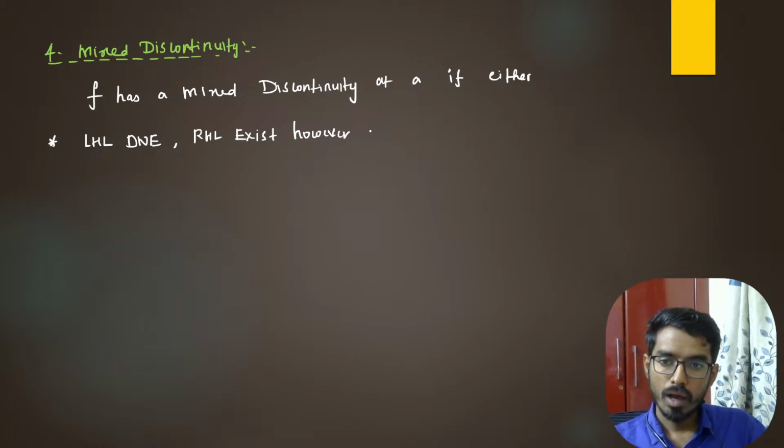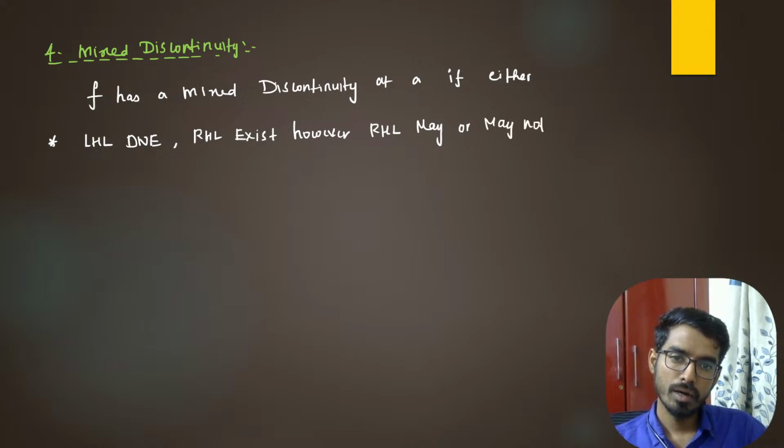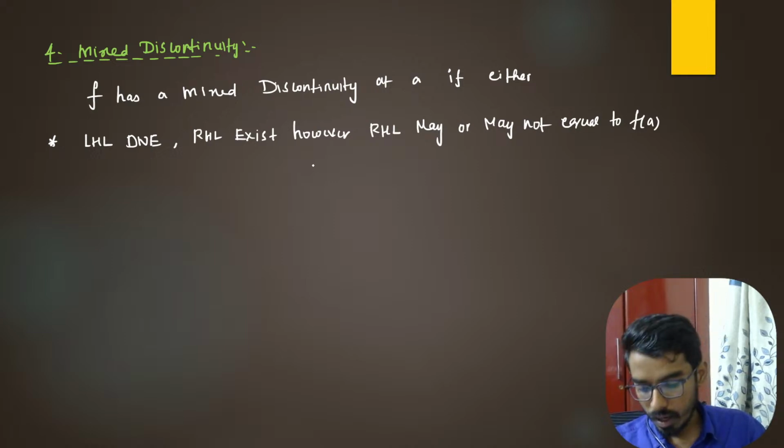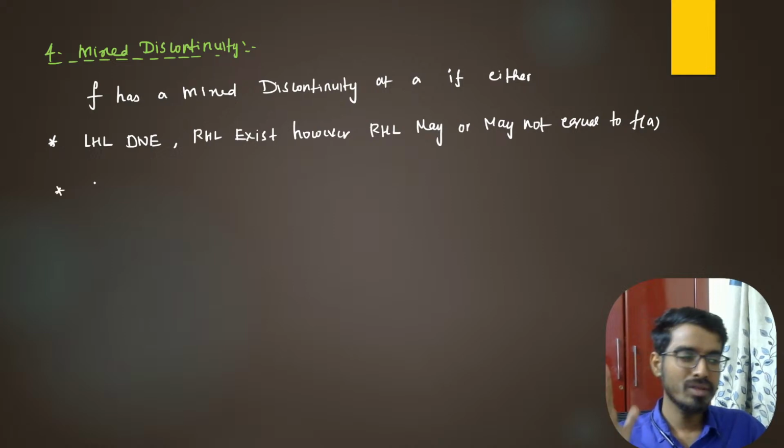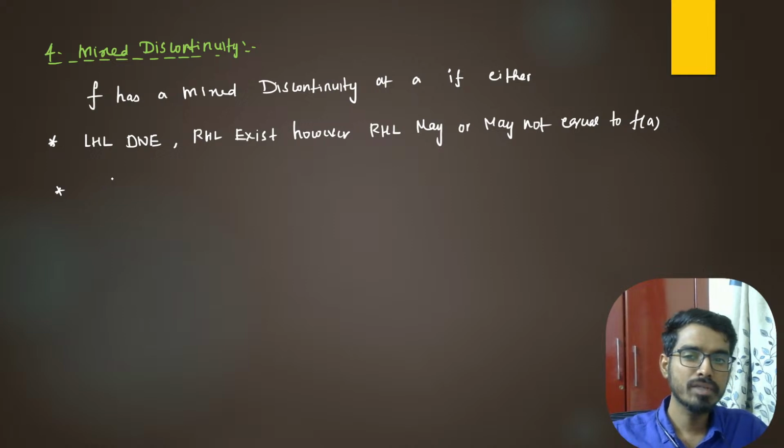However, RHL exists, and RHL may or may not be equal to f of a. See, it is same, right? There is not much difference between discontinuity of second kind and mixed discontinuity. LHL does not exist, RHL exists, but this number need not be equal to f of a.